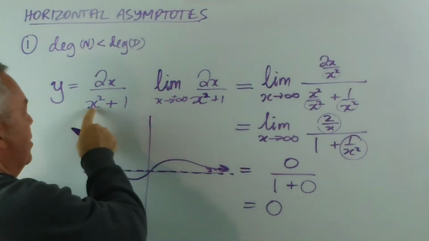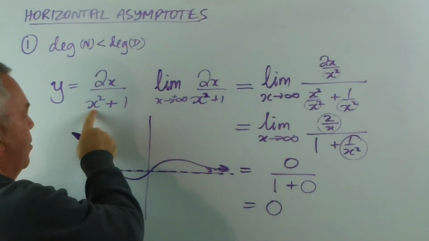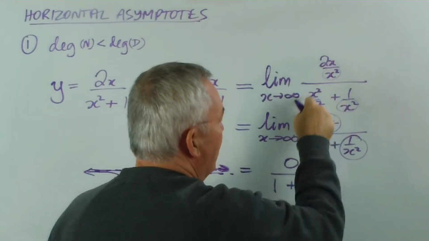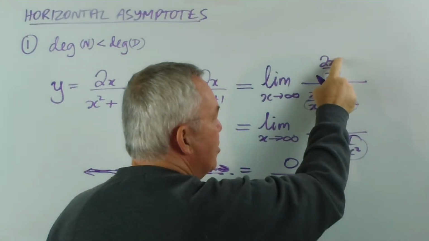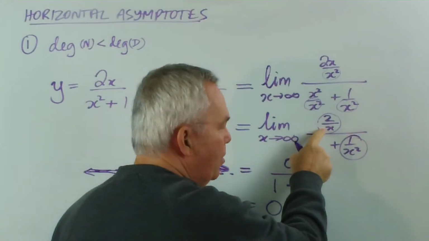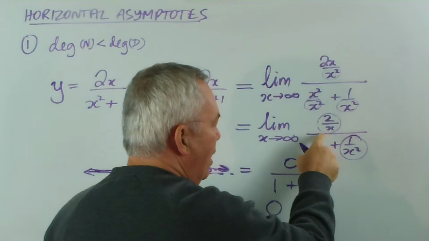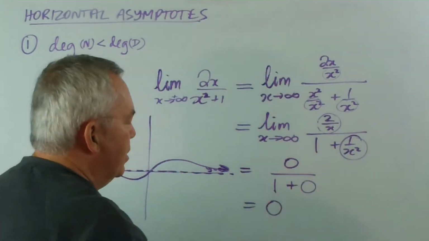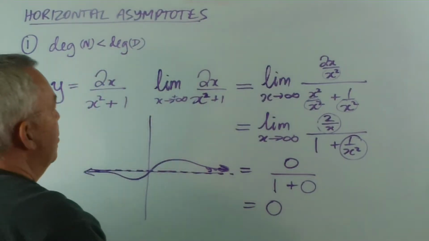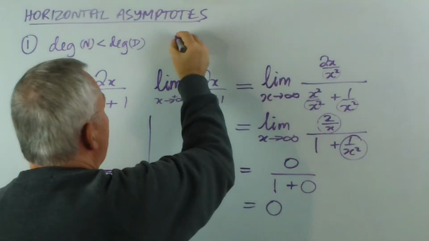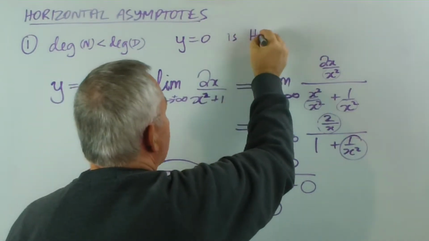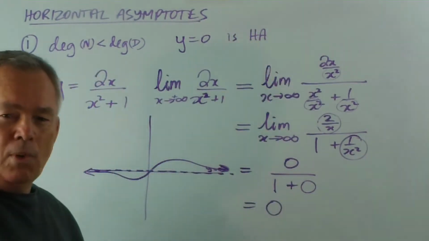If the biggest power is on the bottom in the denominator, when we divide through by that same biggest power, because the numerator had a smaller power, we're always going to end up with a fraction with x or x squared or x cubed on the bottom in this position. And the limit will always give us a 0. So the rule is, whenever the degree of the numerator is smaller than the degree of the denominator, then you will get y equals 0 is your horizontal asymptote. That is always the case.